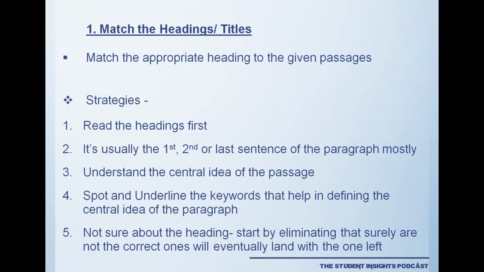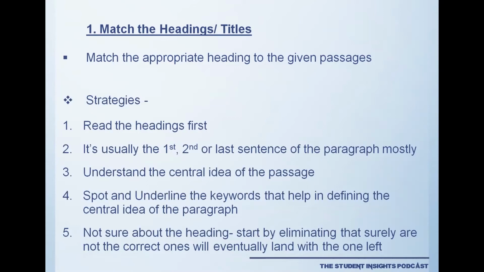The fourth one is spot and underline the keywords. Keyword underlining is very, very important, because even while reading the passages, once you underline the keywords, you know where a certain kind of information is placed. This will not only help with matching the headlines, there might be different types of questions for the same passages. So once you have underlined the keywords and marked their locations, you know what information is located there, and you can spot it right away, and you don't have to read the entire passage again. You limit your wastage of time.